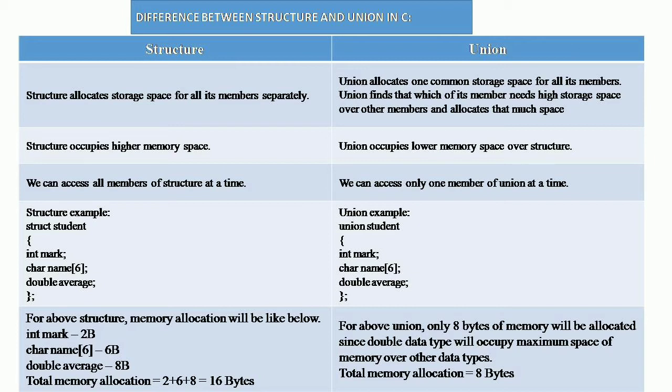For the above union, only 8 bytes of memory will be allocated, since the double data type occupies the maximum space over the other data types. Total memory allocation is 8 bytes. This is the main difference. This is the memory allocation.